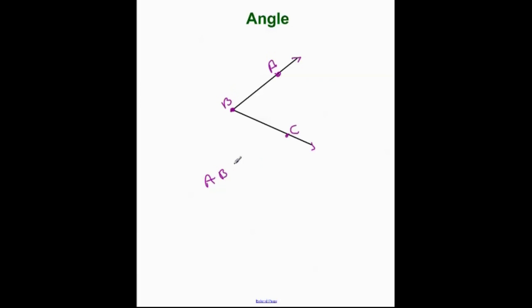A, B, C, and we call that angle ABC. That right there is the vertex. I could have also named this angle CBA. Alright, so that's it for labeling.